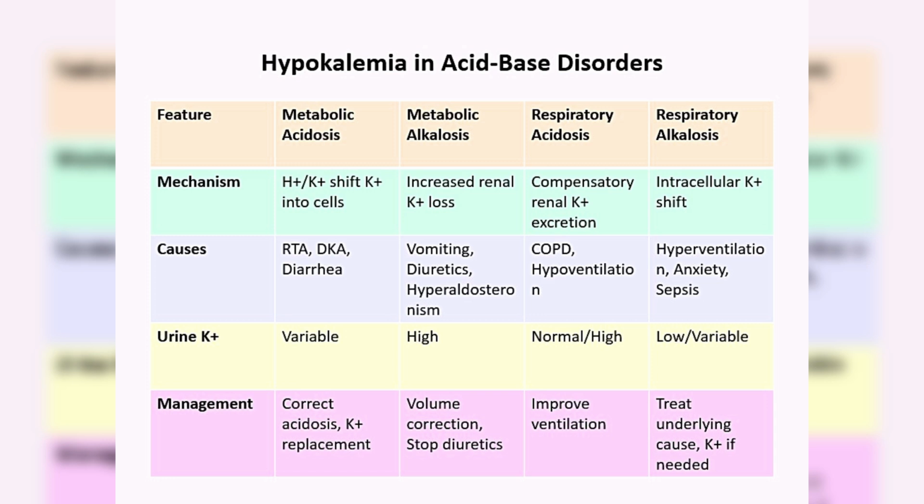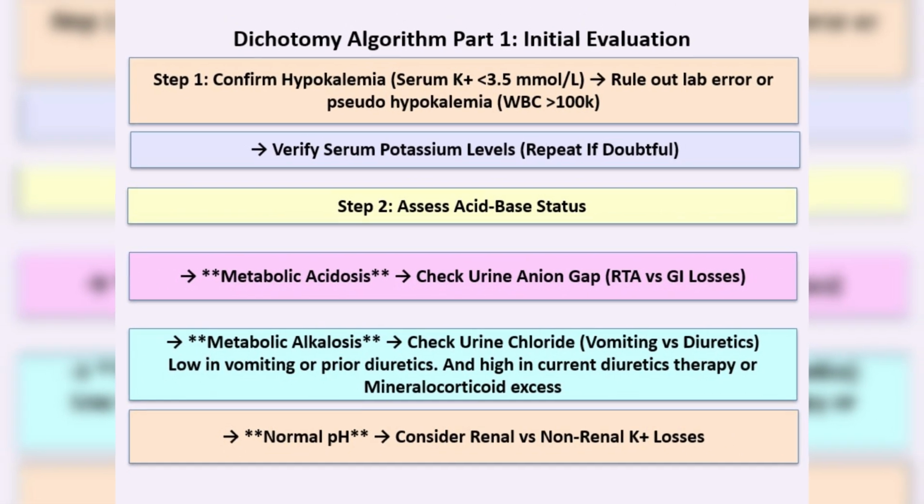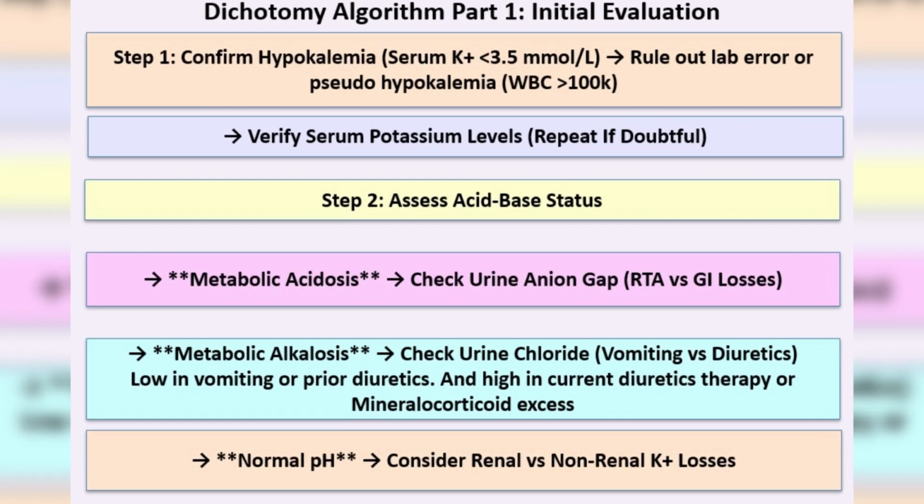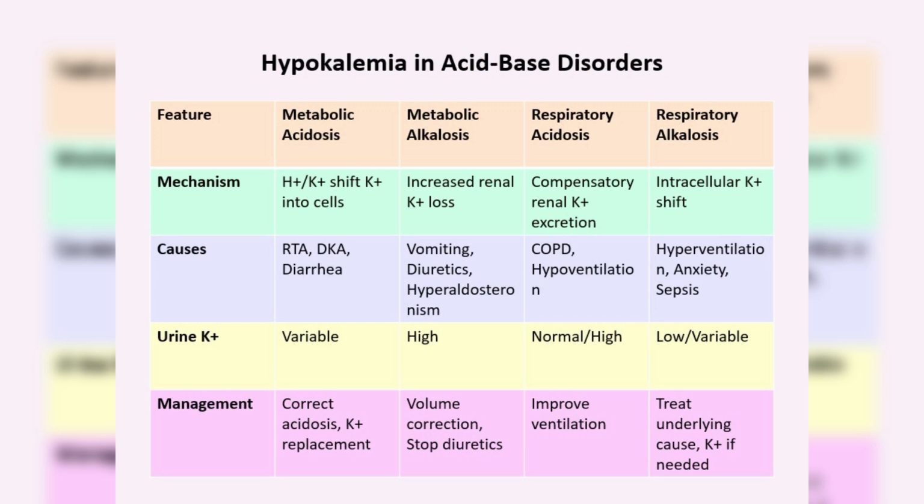Exactly. And measuring the urine anion gap can help differentiate things. Negative anion gap usually means GI losses. Positive anion gap points more towards a renal cause. Another tool in our toolbox. And what about those respiratory acid-base disorders? Well, with respiratory alkalosis, you often see hypokalemia because the low PCO2 shifts potassium into cells. Classic hyperventilation. Right. But with respiratory acidosis, hypokalemia isn't typical. If you see it, you've got to think about other factors like diuretics or other electrolyte problems.